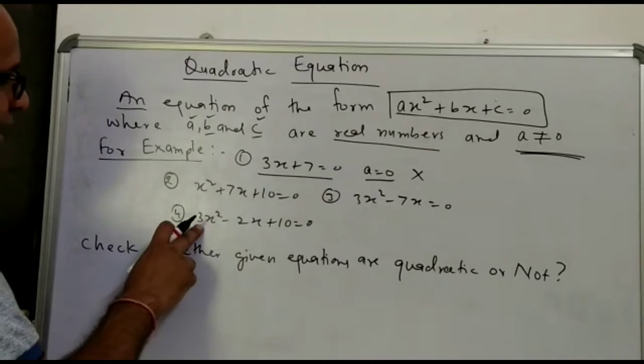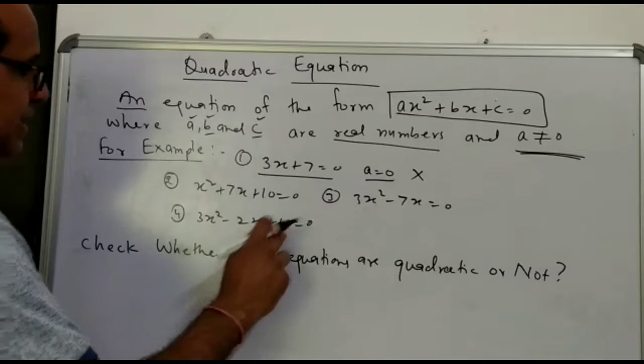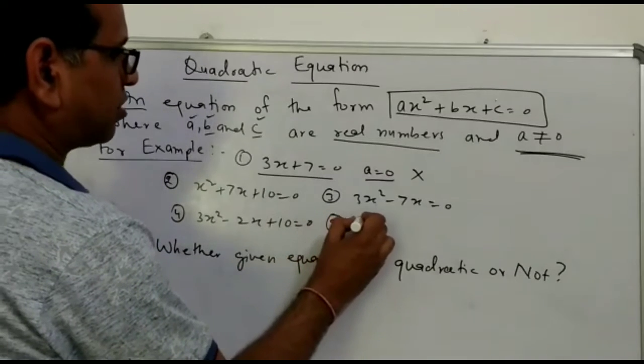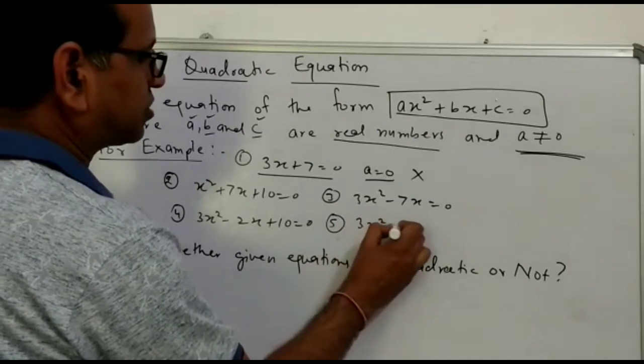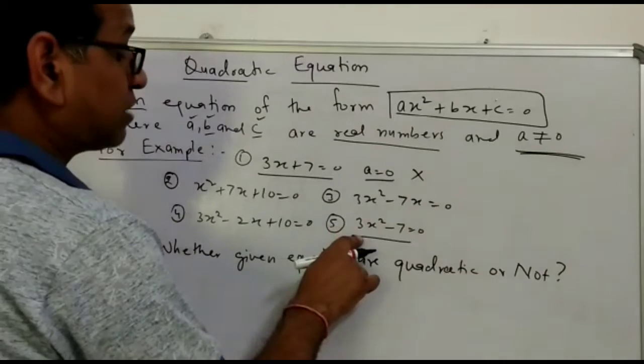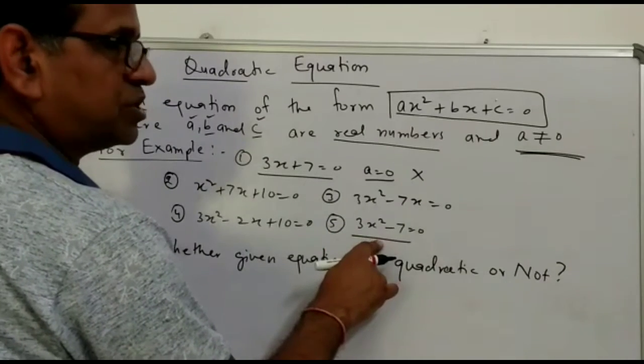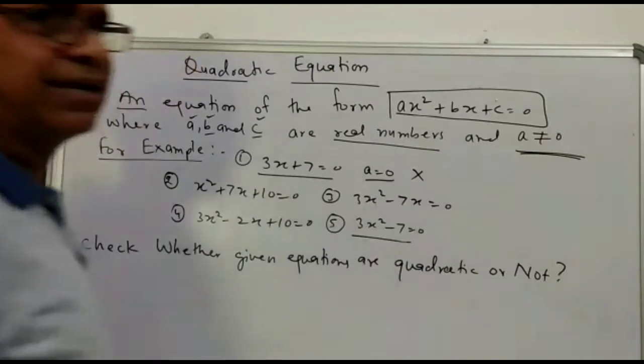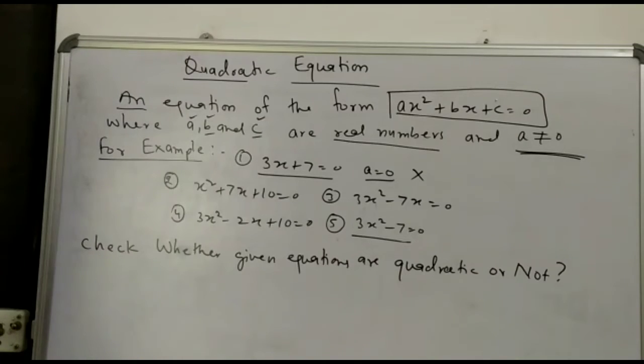You see this one, a, b and c. Even this is also a quadratic equation. In this quadratic equation, a is equal to 3, b is equal to 0 and c is equal to minus 7. So this is the meaning of the quadratic equation.